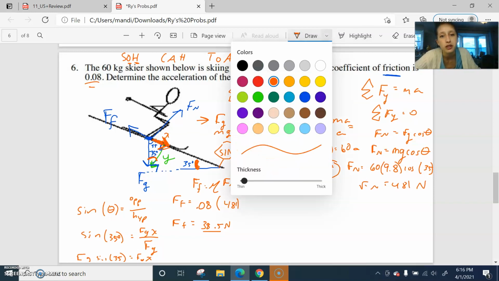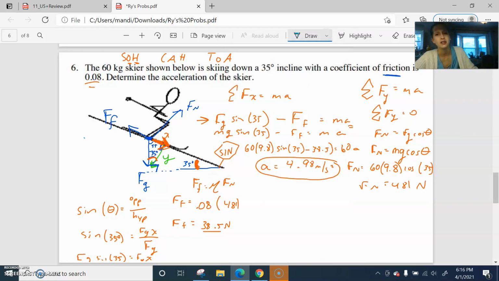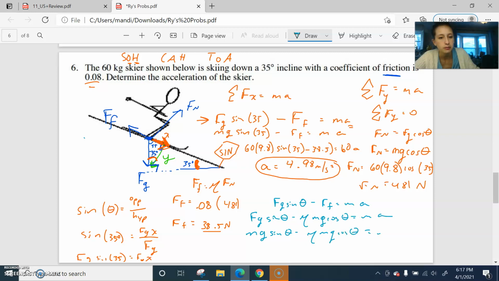I'm going to show this briefly just in case you're like, why did she do it that way? You could have done it this way. You totally could have. You could say down the hill is Fg sine theta. Up the hill is friction equals ma. And you could have said, well, friction is mu normal. And the normal is mg cosine theta. So you could say Fg sine theta minus mu mg cosine theta equals ma. And then Fg you can say is mg sine theta minus mu mg cosine theta equals ma.